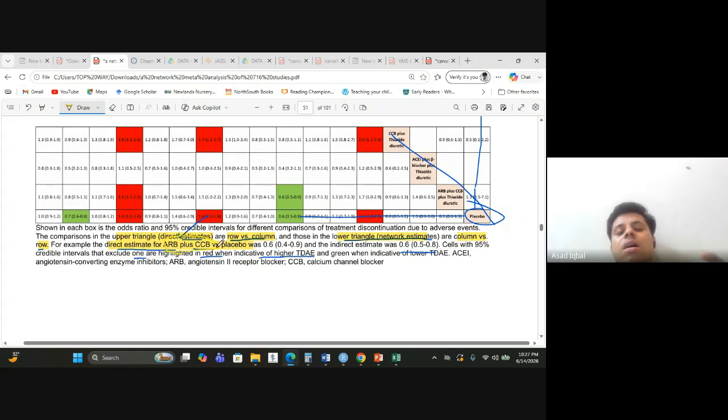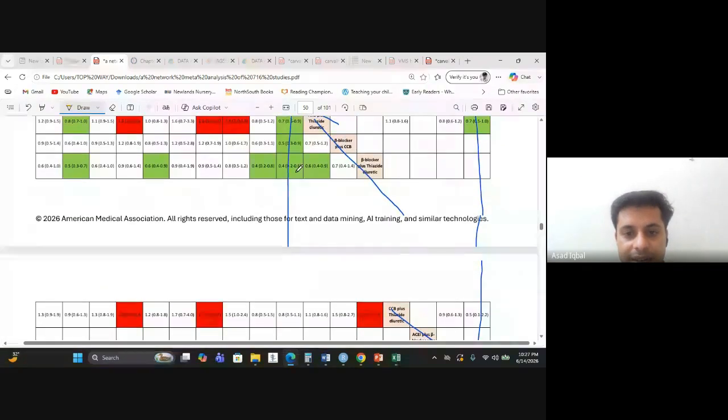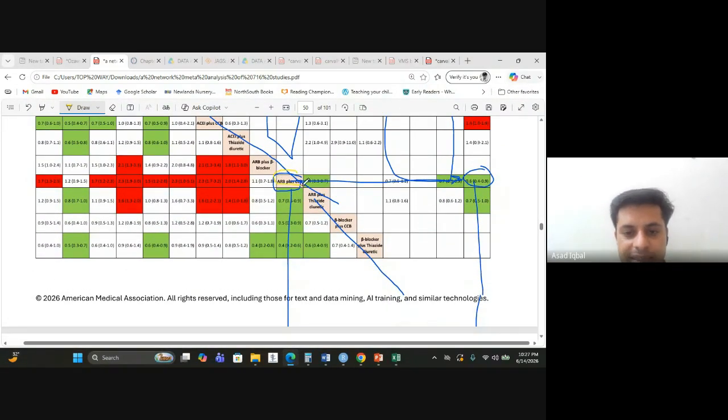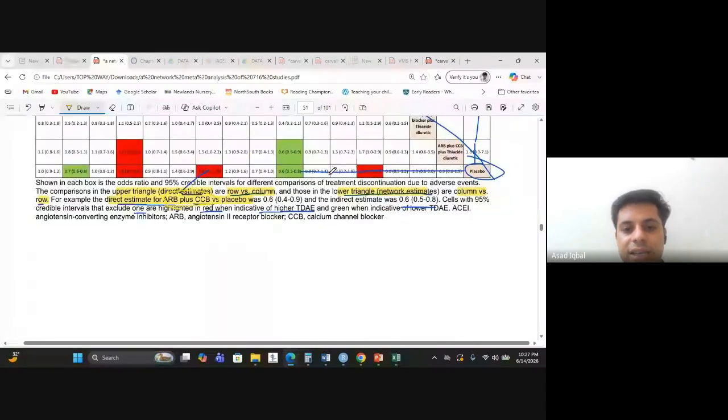ARBs, aldosterone receptor blocker plus calcium channel blocker versus placebo. Okay, so first look at the diagonal, where you have all the treatments. So look for ARBs plus CCB. Okay, so this is ARB plus CCB. And then where is placebo?